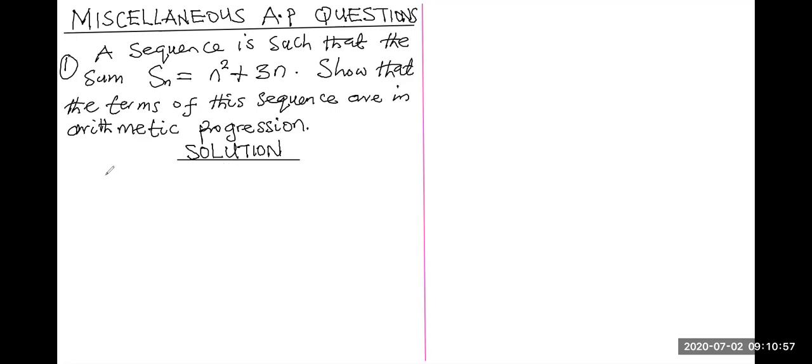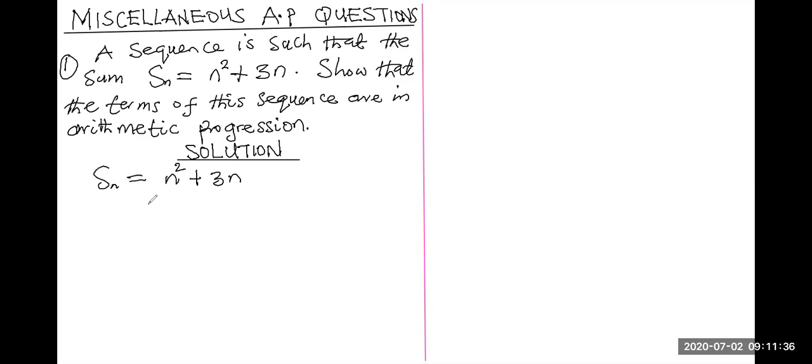All right, so we have Sn equals n squared plus 3n as the formula. Now, notice that we are given a different formula from the general formula, which is n over 2 into 2a plus (n minus 1)d. We are given another formula that represents the sum of a particular sequence, not the sum of the general sequence. And we are asked to show that the terms of the sequence are in arithmetic progression.